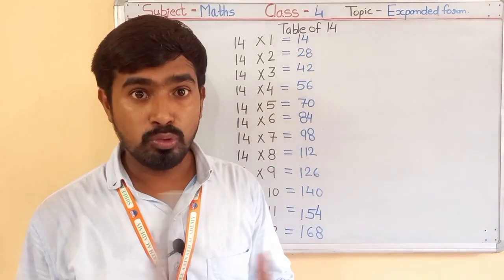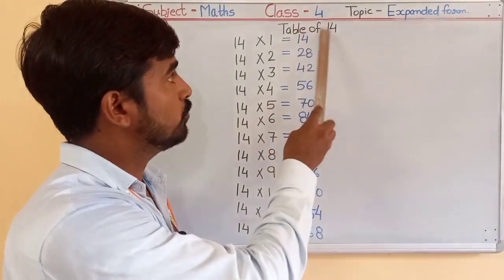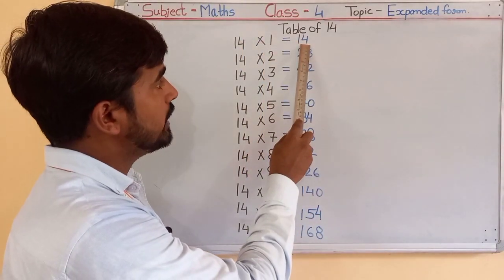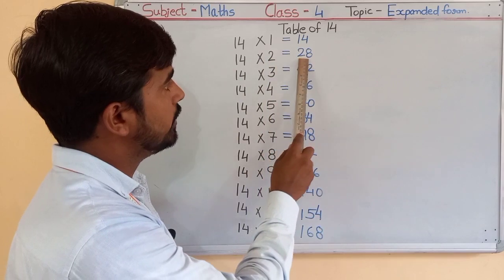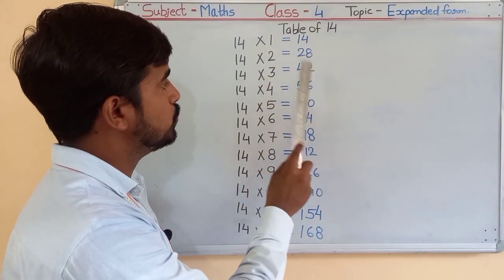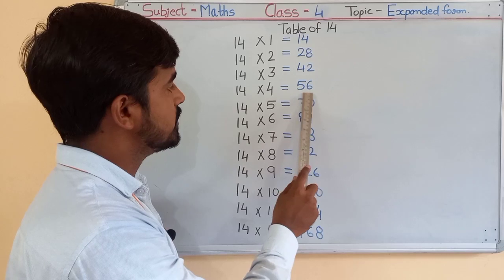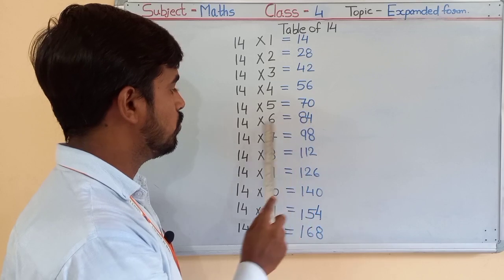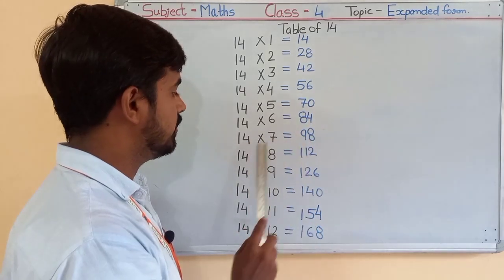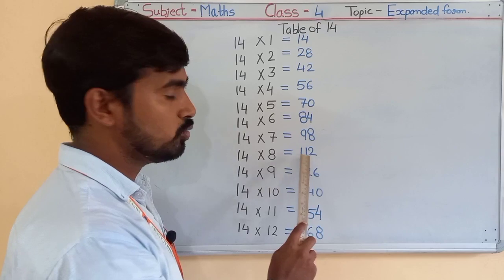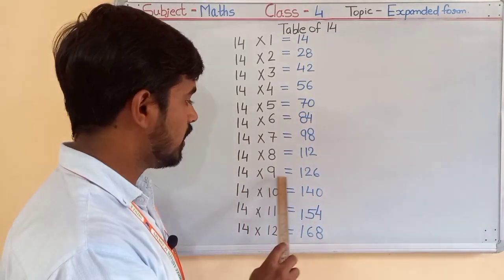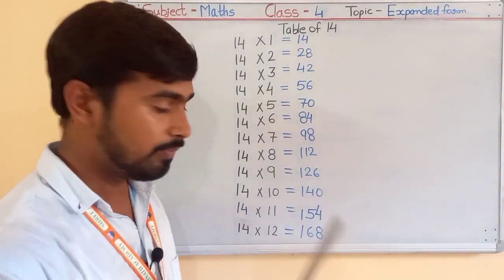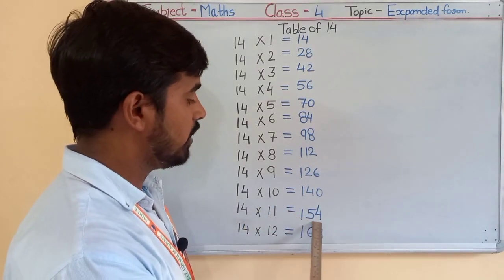Now children, it's time to learn a table. We have the table of 14. You have to recite after me. 14 ones are 14. 14 twos are 28. 14 threes are 42. 14 fours are 56. 14 fives are 70. 14 sixes are 84. 14 sevens are 98. 14 eights are 112. 14 nines are 126. 14 tens are 140. 14 elevens are 154.